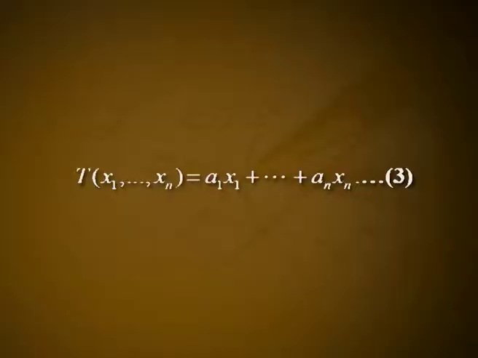Example 4. Let F be a field and let a1, a2, etc., an be scalars in F. Define a function T on the vector space F^n by T of (x1, etc., xn) equal to a1 times x1 plus etc. plus an times xn, equation 3. It can be seen that T is a linear functional on F^n.